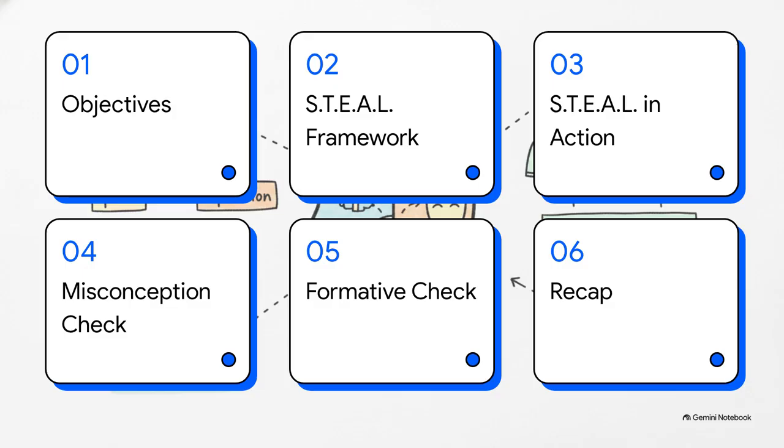We'll start with 1, objective, analyzing characterization methods, followed by 2, explanation, the STEAL framework. Then we'll look at 3, example, STEAL in action. After that, we have 4, misconception check, focus on the method, and 5, formative check, test your knowledge. Finally, we'll wrap up with 6, recap, reviewing character analysis.